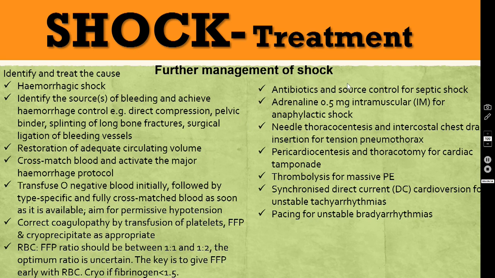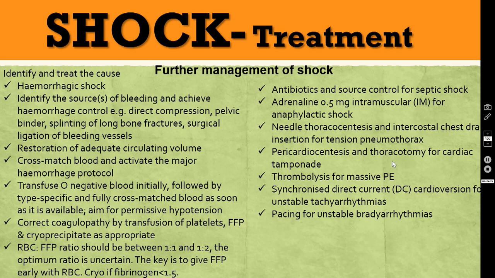We have to give antibiotics and source control in case of septic shock. We have to give adrenaline 0.5 milligram intramuscular for anaphylactic shock. Needle thoracocentesis and intercostal chest drain should be inserted in case of tension pneumothorax. Pericardiocentesis and thoracotomy for cardiac tamponade.